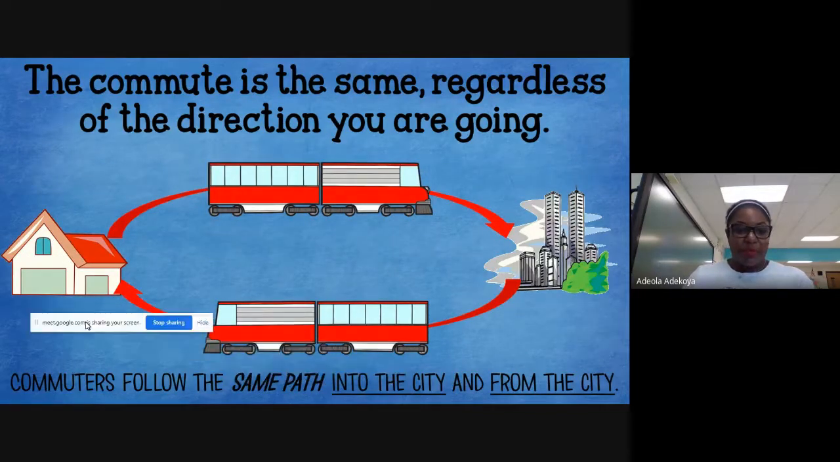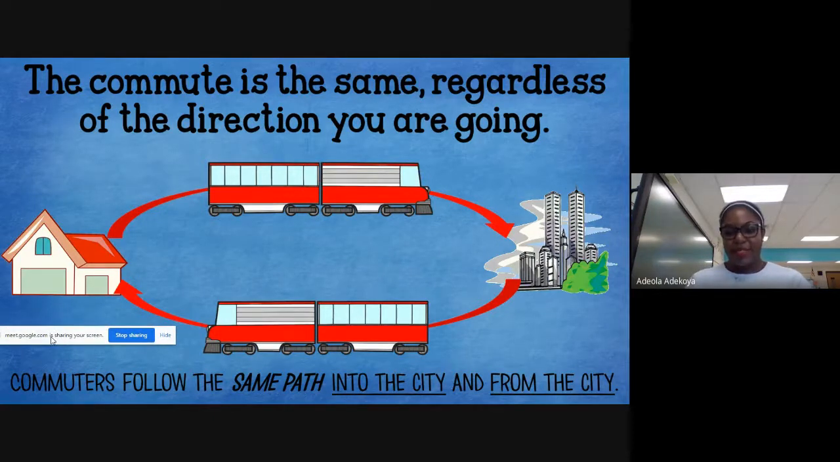So when we're commuting, commuters usually follow the same path into the city and from the city. So when you're commuting, you're going the same, all right? So commute is the same regardless of the direction you're going. So from the house by train to the city, or from the city and back again.